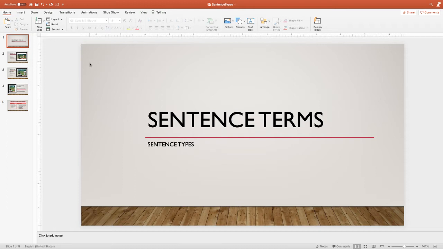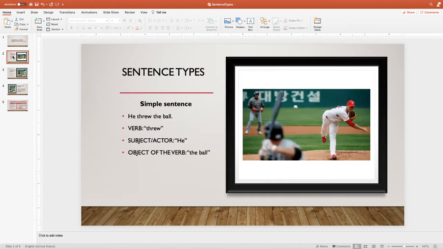Sentence terms, sentence types. Sentence types, number one, the simple sentence. He threw the ball. I indicate to students always the first thing you should look for in any sentence to figure out what's going on, and this is for fixing your own sentences, for reading complex sentences that you're assigned to read, and also for translating, for working in other languages. Hunt for the verb. Find the verb and then figure out who's doing it, and then you can figure out what's happening. So, job one, where's the verb?